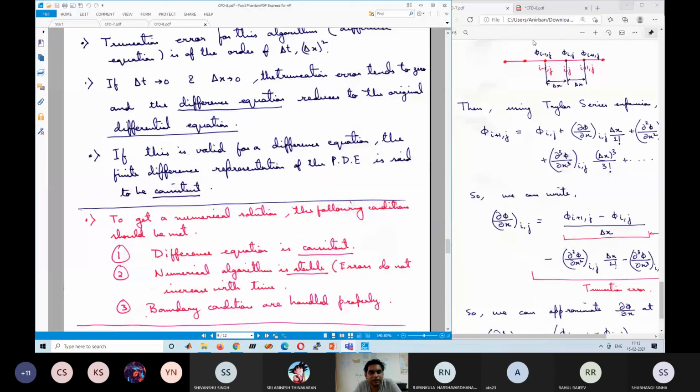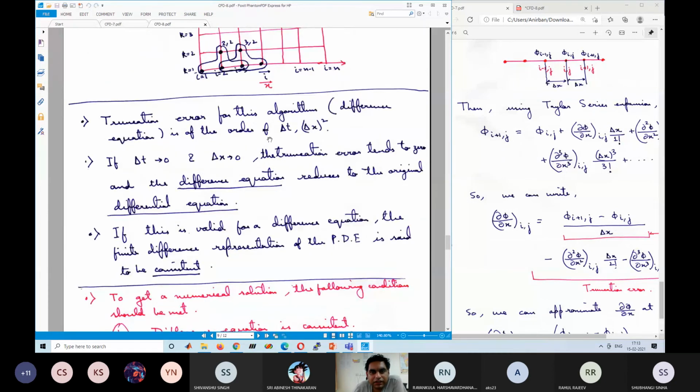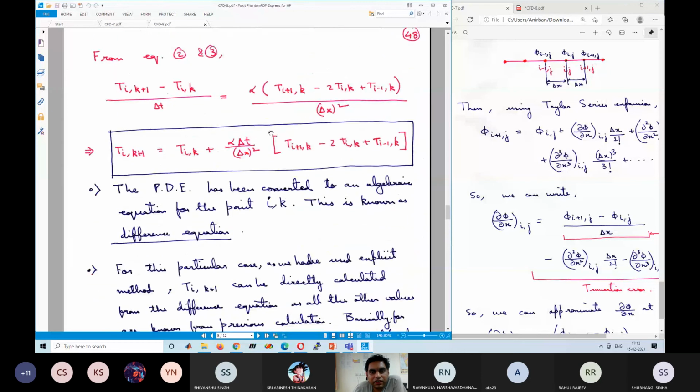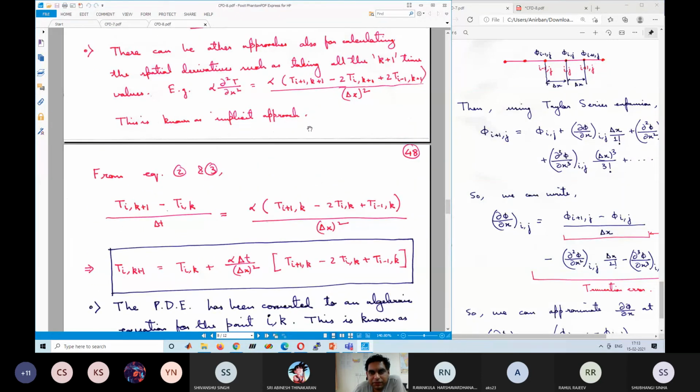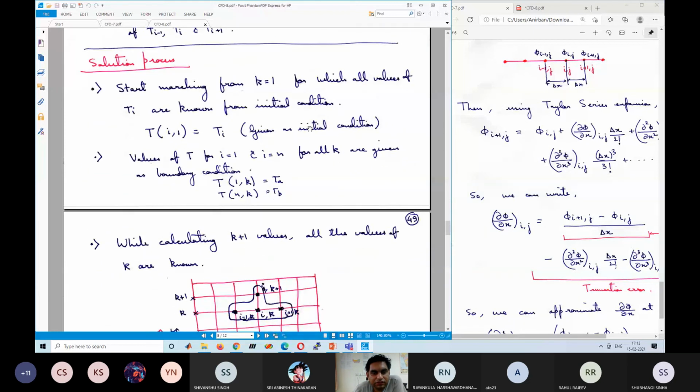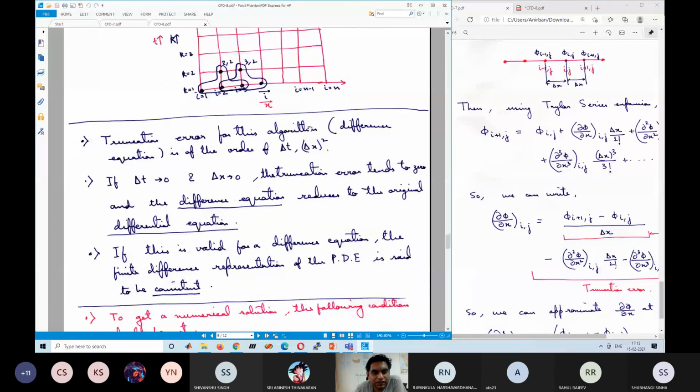Aniket, yes. If delta t and delta x tend to 0, time step and space step tend to 0, means I have infinite number of grid points and infinite number of time steps. If my algorithm is first order accurate, means the truncation error is of first order for both the space and time step. Will the truncation error go to 0 if delta t and delta x go to 0?